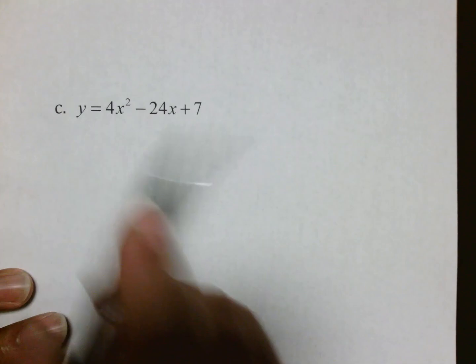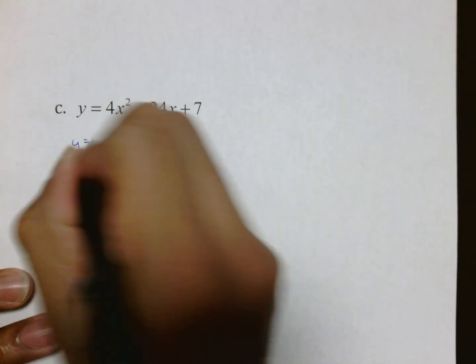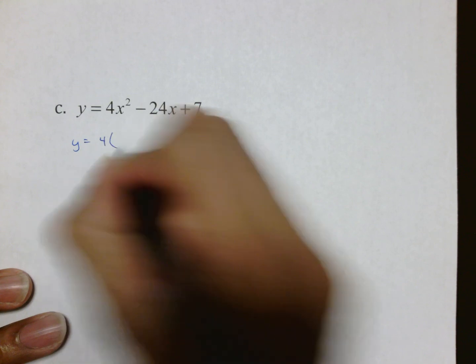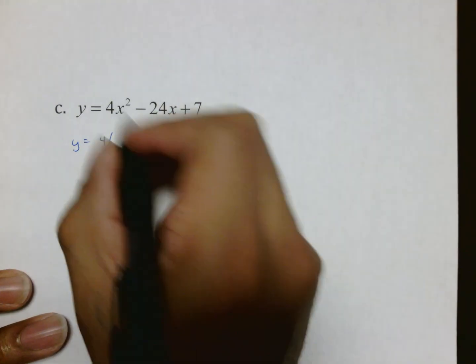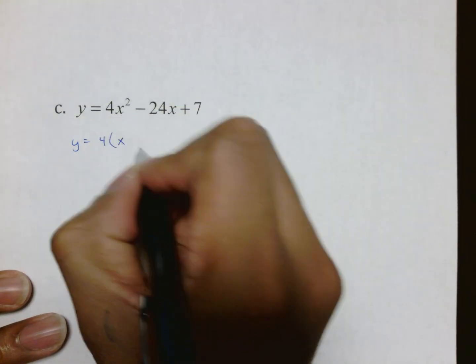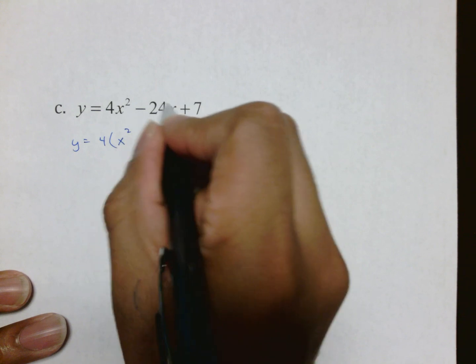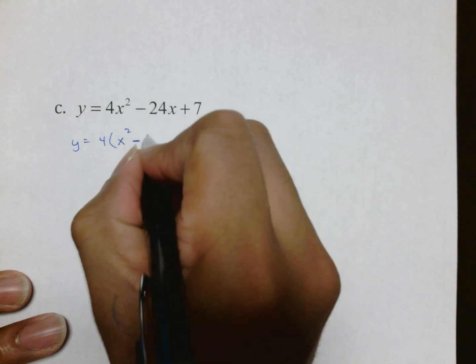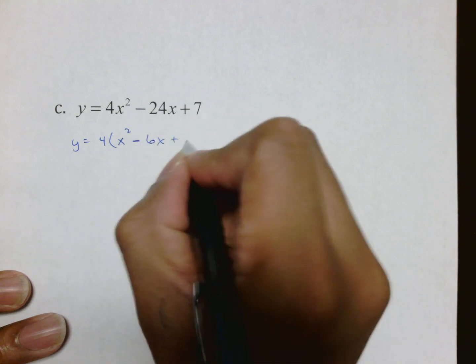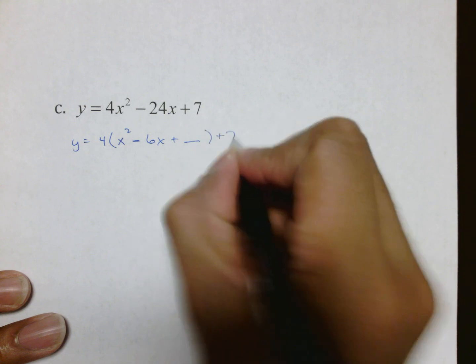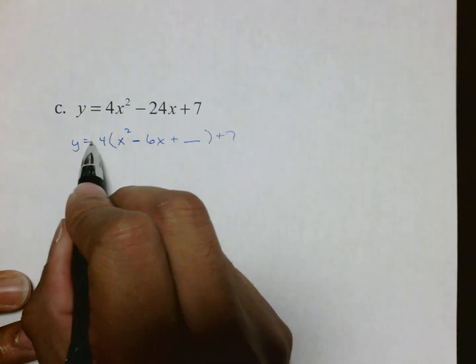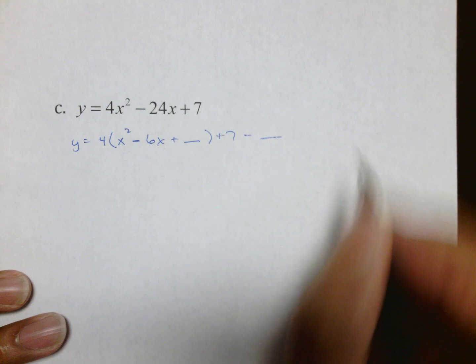C, again, something attached to x, so we first off have to isolate it, so we're going to take the 4 off. Again, you have to keep in mind that if I'm taking 4 off of this, I'm also going to take 4 off of the other x term, which means that that'll be minus 6x plus blank. 7 stays out. Again, this is positive, that's positive, which means we need to subtract a blank out here.